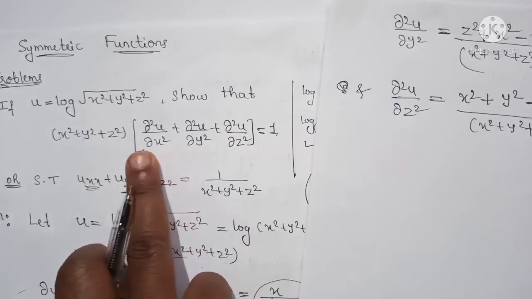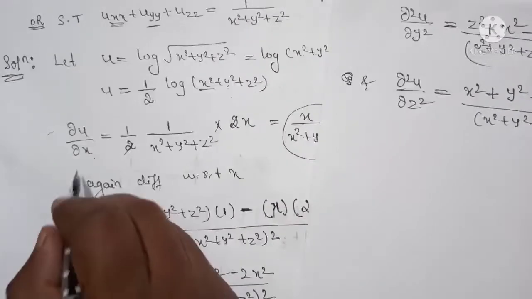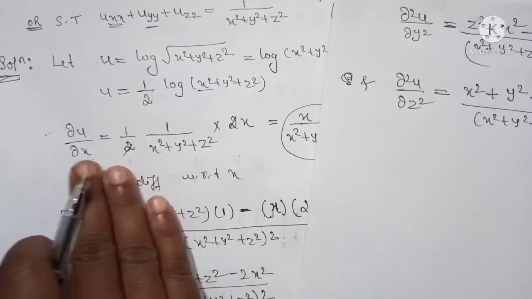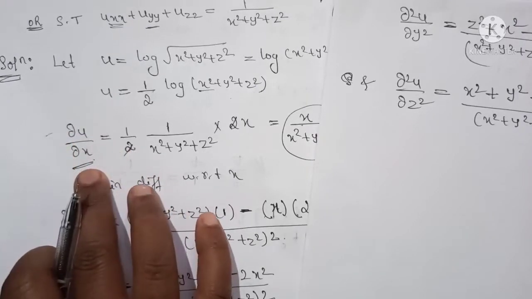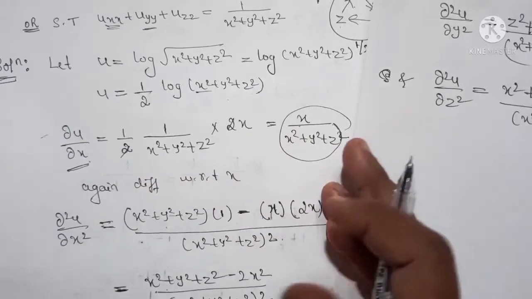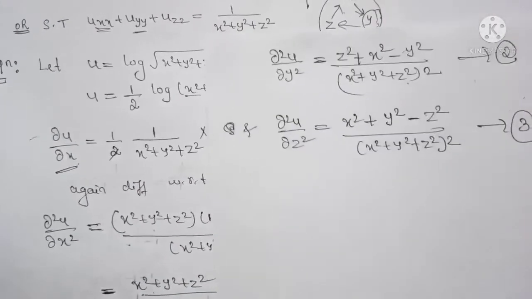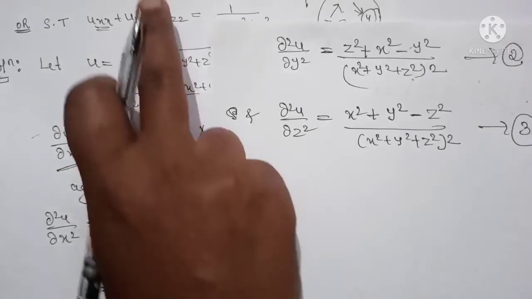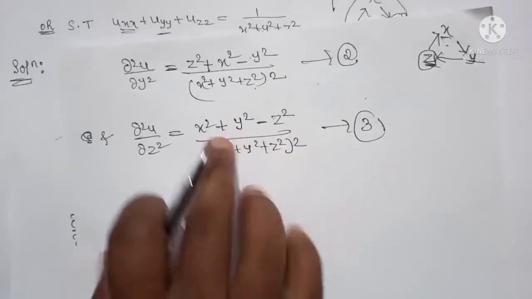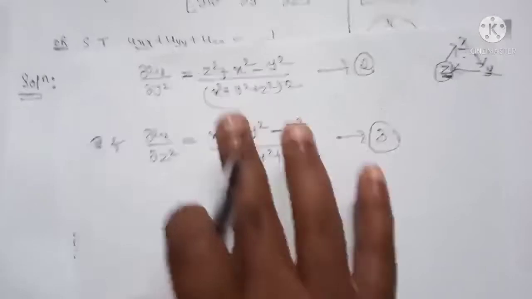In this we don't need ∂u/∂x. If you want this one, you can again write this partial derivative by using the same concept, that is replacing x, y, z in a cyclic manner. Okay, now we prove this one. For it we need this one.